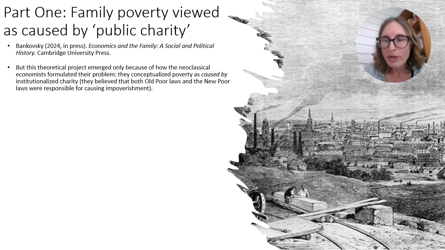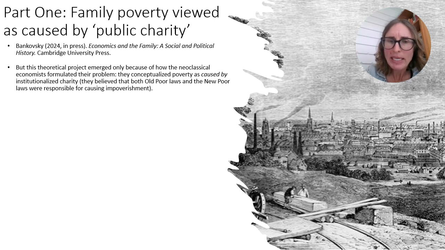In that book, in the chapters where I look at the early neoclassical economists, including Marshall and Pareto and others, I show how this theoretical project concerned with allocation and a science of motives, preferences and incentives really only emerged because of how the neoclassical economists formulated their problem. It was a social and political problem too.